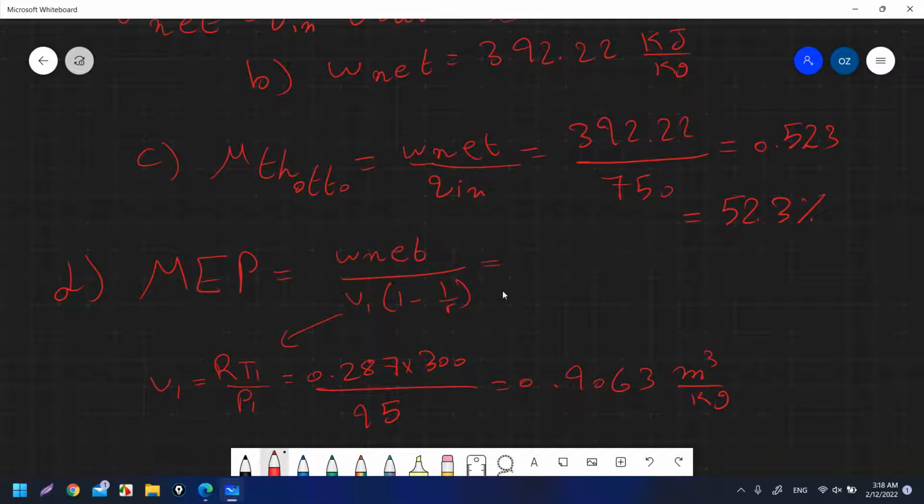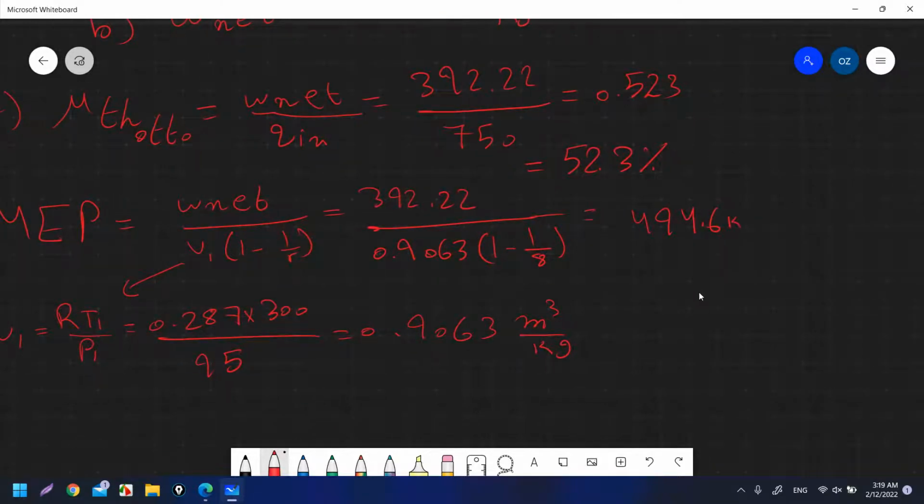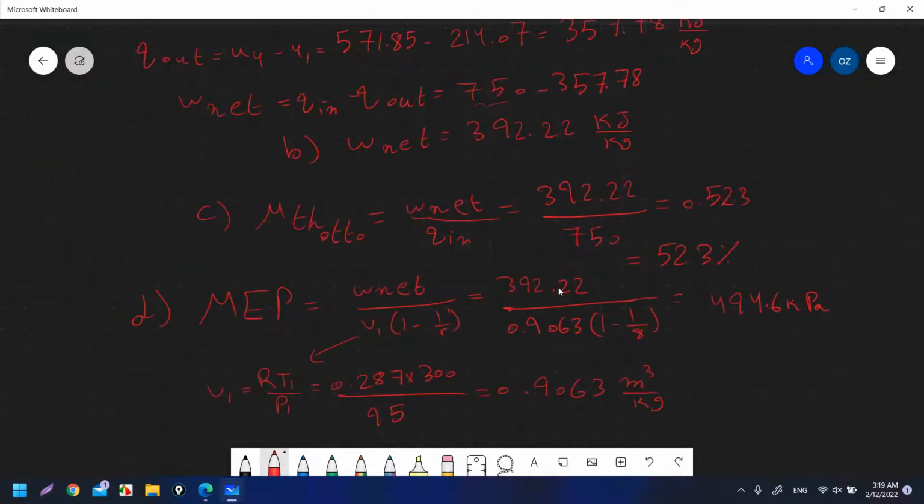Okay, the mean effective pressure: W net is 392.22, divided by V1, which is 0.9063, times (1 minus 1 over r), where r is 8, and this will give you 494.6 kilopascal. It's a pressure. Okay, so that is for this question.